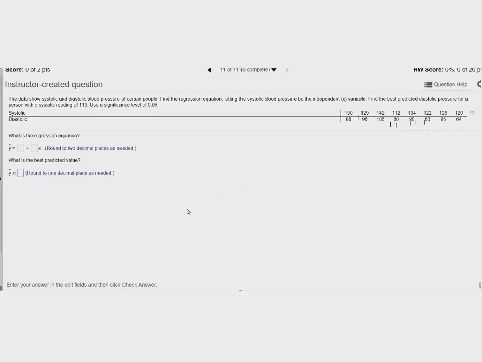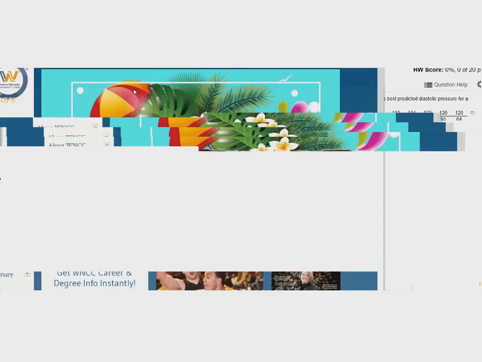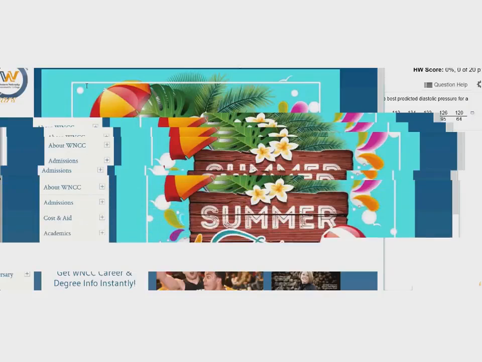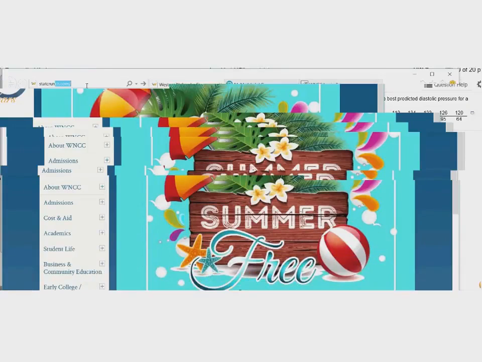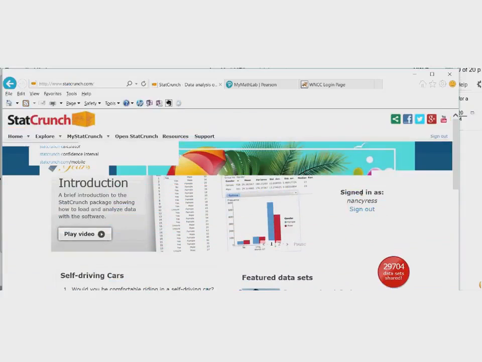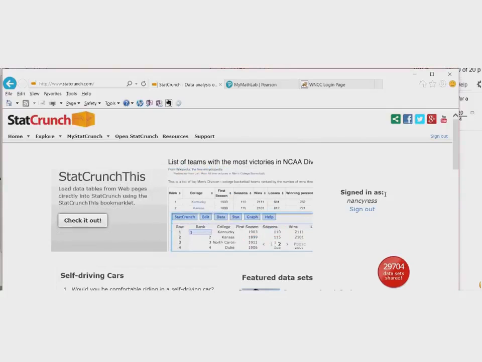So if it doesn't give you that option, then what you need to do is just open another browser window, and go directly to the StatCrunch website. To do this, you can just type in statcrunch.com. And it'll take you there, and if you're already signed into My Math Lab, it should not make you sign in. If it does, just use the same login ID and password that you use for My Math Lab.